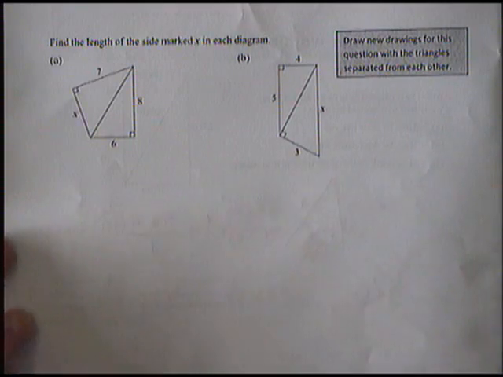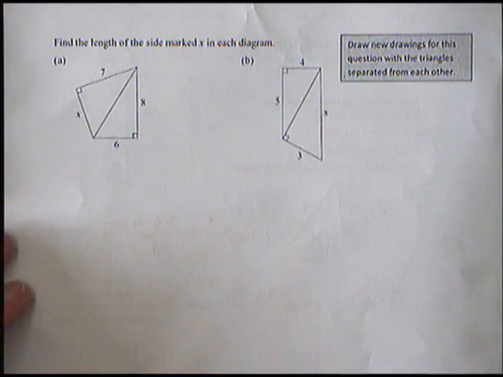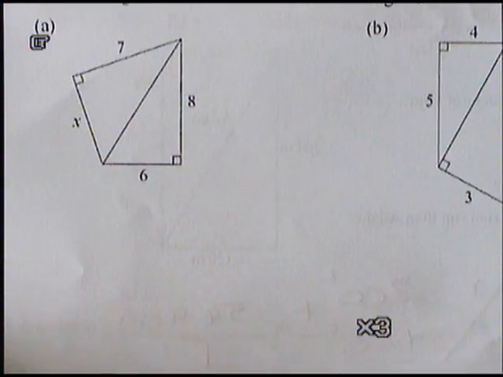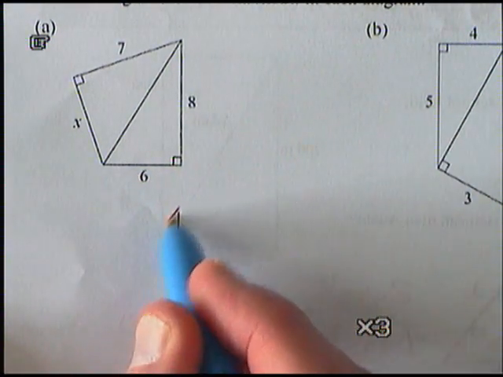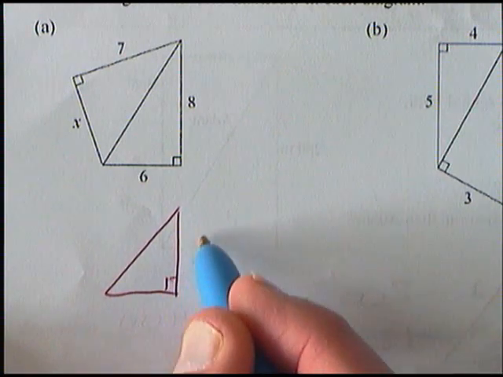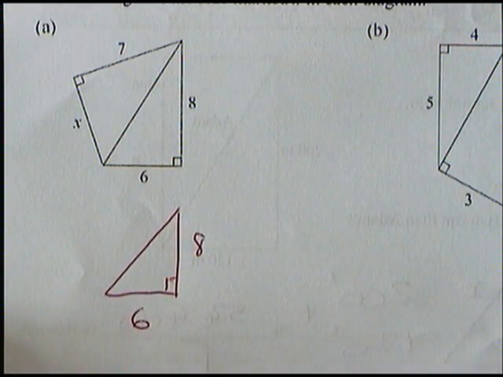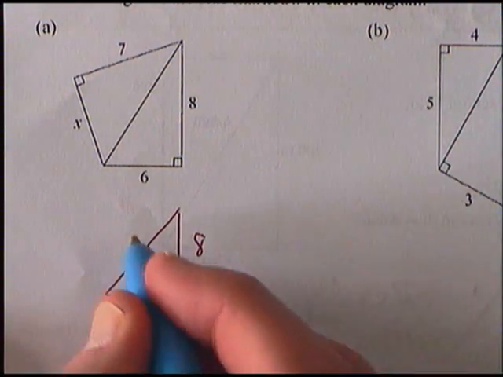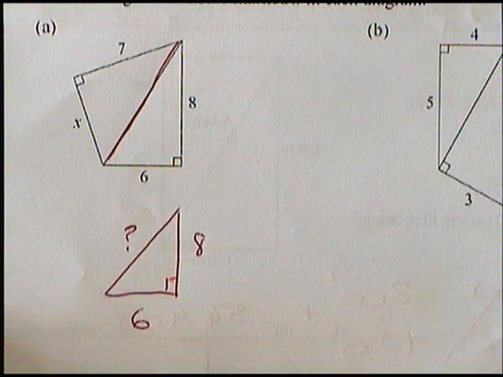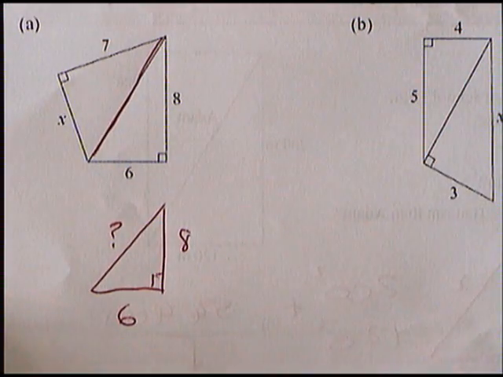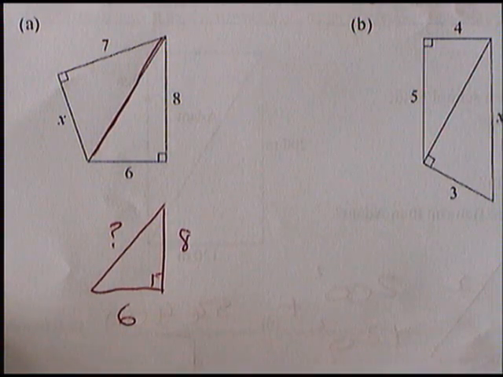First question here, you've got to find the distance x. There are 2 triangles stuck together. One triangle is this one here, and we'll start with that one because we already know 2 measurements on that triangle, the 8 and the 6. And we first of all need to find out this side here. There are no angles involved apart from the right angle. It's going to be Pythagoras.